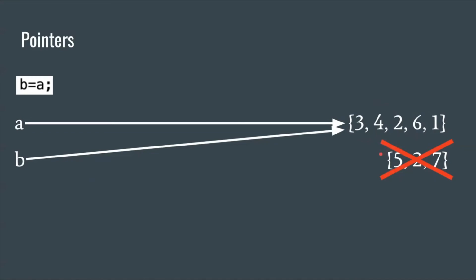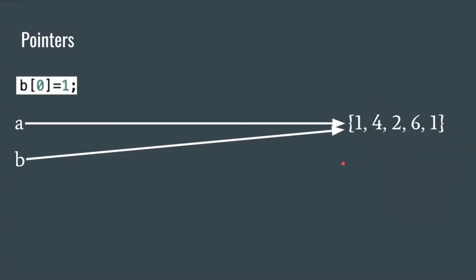And then if we get to the next line, so B0 equals 1, that changes the first element of B to 1. So this is B right over here. And notice that since A is also pointing to this array right over here, by changing B, you've also changed A. So this is the unintended impact that B equals A would have.